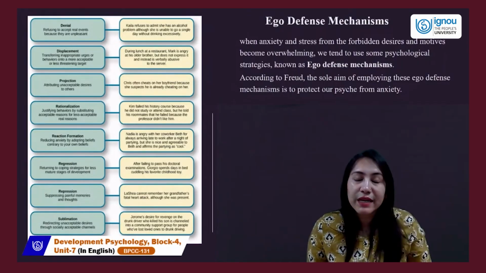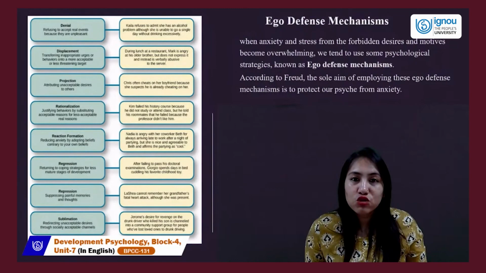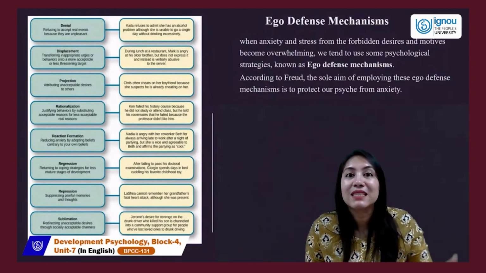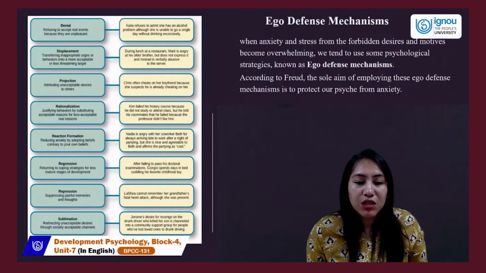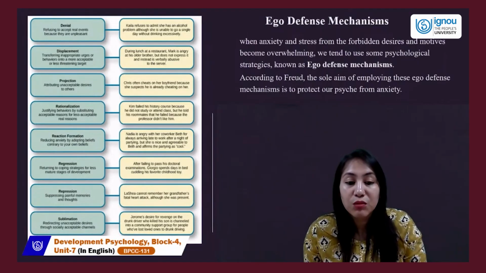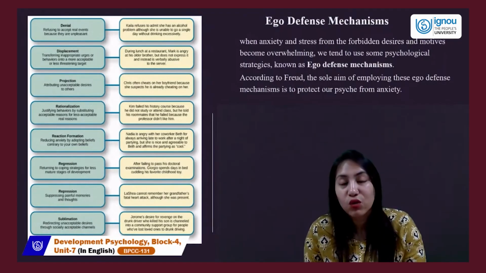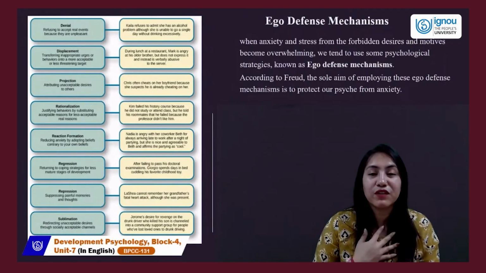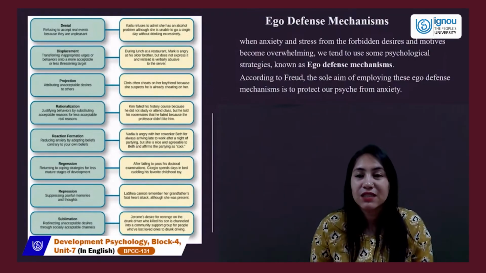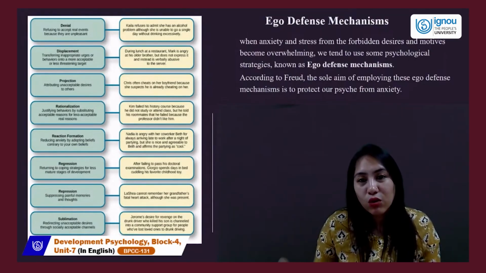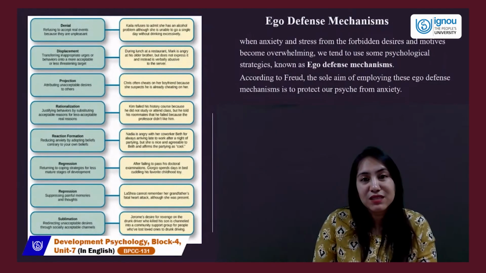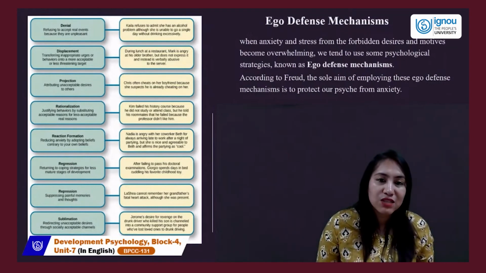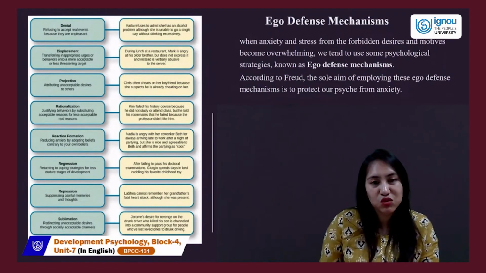Then there is sublimation, which is directing your socially unacceptable desires through socially acceptable and approved ways. Let's take an example: a person desires to take revenge on the drunk driver who killed his son, and this is channelized into community support for people who have lost loved ones to drunken driving. Also, a lot of people who have caused an accident or done something wrong to lower class people end up donating to them and giving to them. So that is sublimation, changing your unacceptable desires and channelizing them into socially acceptable ways.